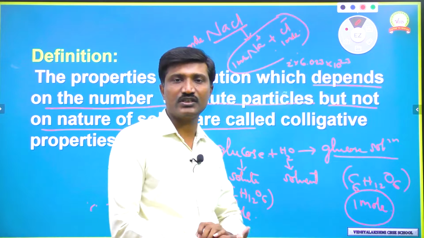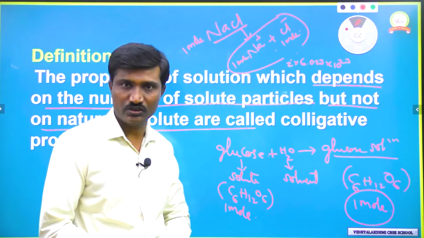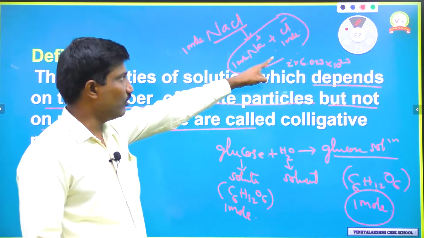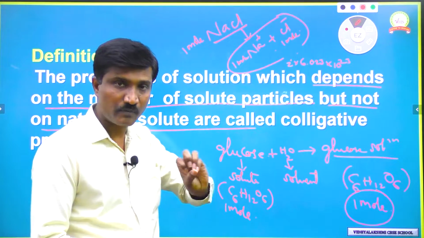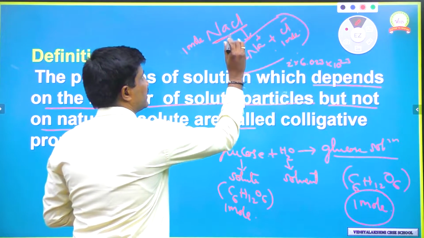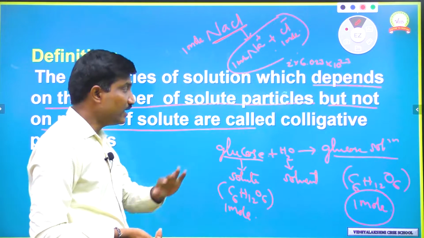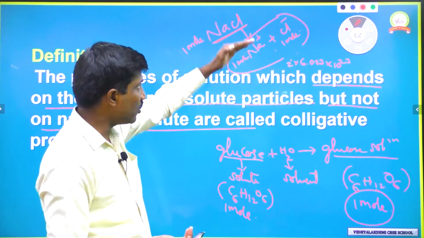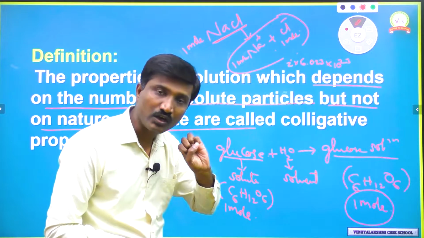So the properties of a solution which depend only on the number of solute particles but not on the nature of the solute, we call colligative properties. This one shows more quantity in some properties and this one shows less, and those properties we call colligative properties. Is it clear to you? This one is an ionic compound and this one is a covalent compound, but the properties do not depend on whether the solute is ionic or covalent; they do not depend on that nature of the solute.